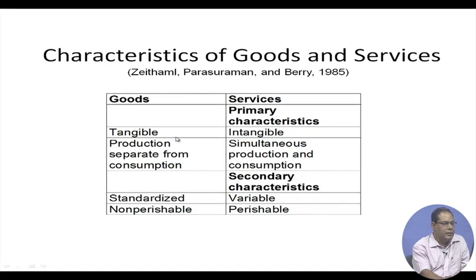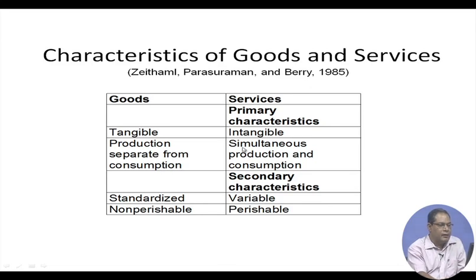Now services are basically intangible, whereas goods are tangible. And in goods, the production is separate from that of consumption. In the case of services, there is simultaneous production and consumption. This means that the customer and the producer of the service have to interact with each other, so that production and consumption are simultaneous. Then we have the secondary characteristics.